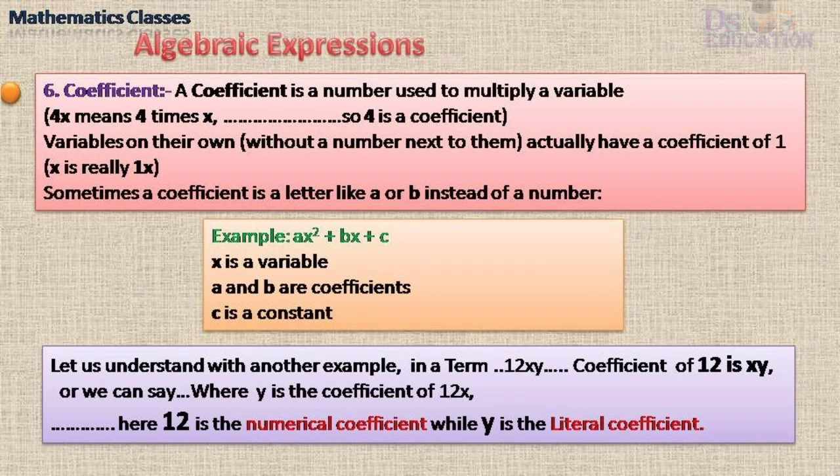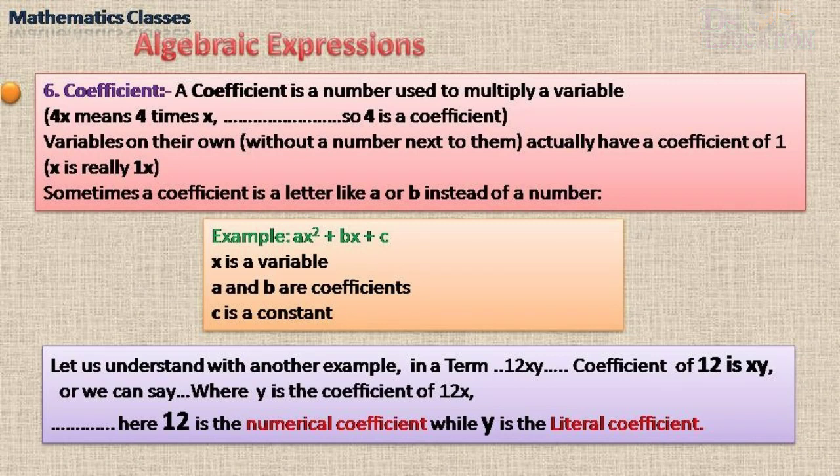So in these type of categories we can classify them as constant and variables. Okay, let us understand with another example in a term. For example, 12xy. So here the coefficient of 12 is xy, means if I ask you what is the coefficient of 12, you will say, sir, xy. Leaving that particular term, the remaining part of that term is classified as coefficient.